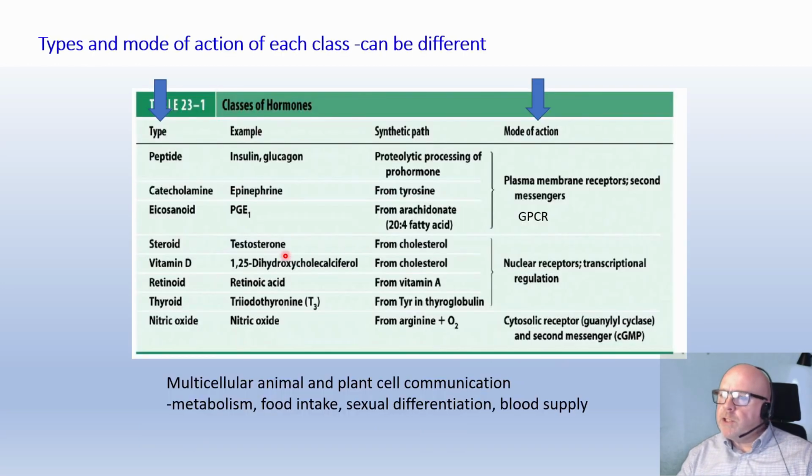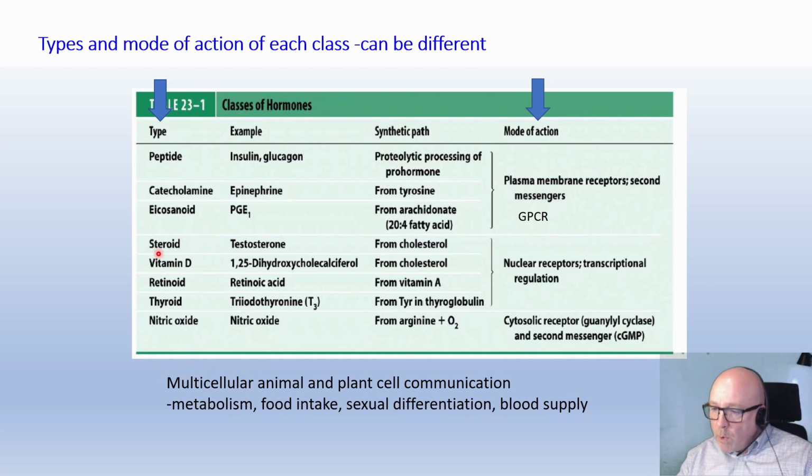Types and mode of action of each class can be different. Peptide hormones, the type is a peptide, are insulin and glucagon. What we see here, steroid hormones, like cortisol would be a steroid hormone. It has a nuclear receptor instead of transmembrane plasma membrane receptors like G protein coupled receptors or receptor tyrosine kinases.